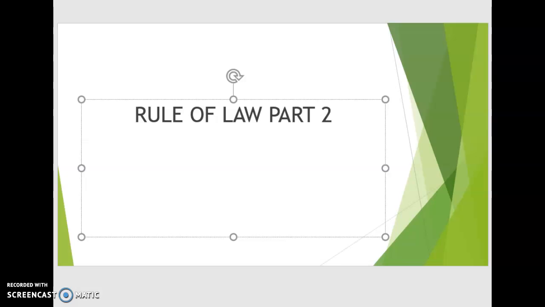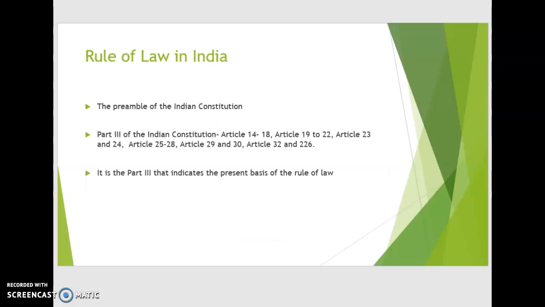Good morning, students. In the last class, we discussed the principle of rule of law as given by Dicey. In today's class, we shall discuss rule of law under the Constitution of India and how the rule of law is applicable under Indian jurisdiction. When we talk about Dicey's rule of law, we say that it has been adopted and incorporated in the Constitution of India.